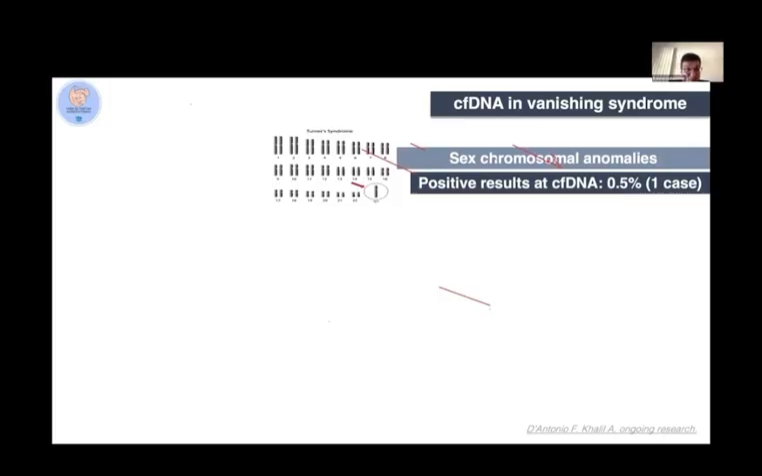0.5% was just one case of monosomy X, and it was not confirmed, and it was confirmed in just one case of triple X, which was not confirmed. So there are very few numbers.